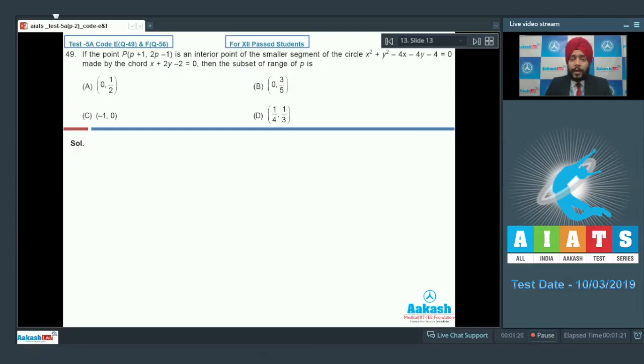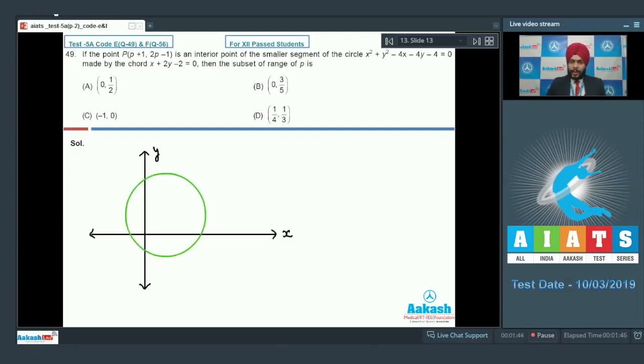Students, let us draw the given circle and the given line on the Cartesian plane. So we have the Cartesian plane. This is the circle x square plus y square minus 4x minus 4y minus 4 equals 0. The center of the circle is (2, 2) and the radius of the circle is under root of 4 plus 4 plus 4, that is root 12. We have one line with us, that is x plus 2y minus 2 equals 0. X intercept is 2, y intercept is 1. Something like this.